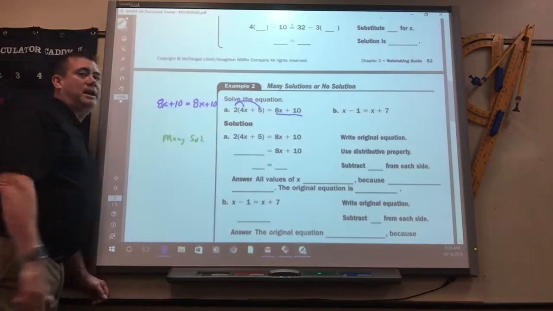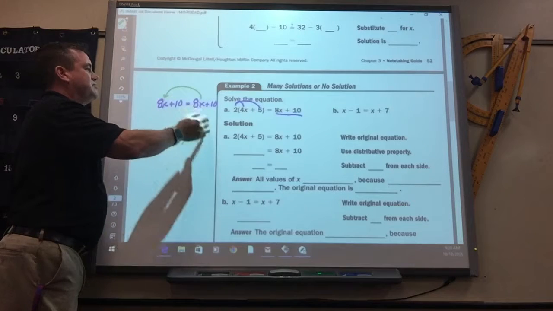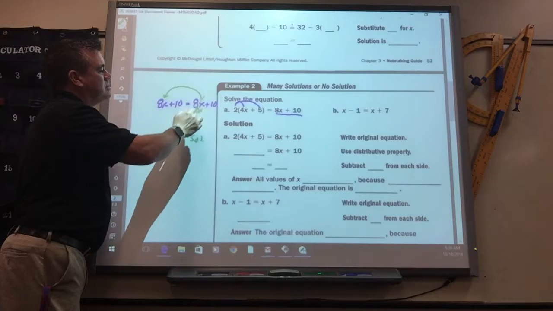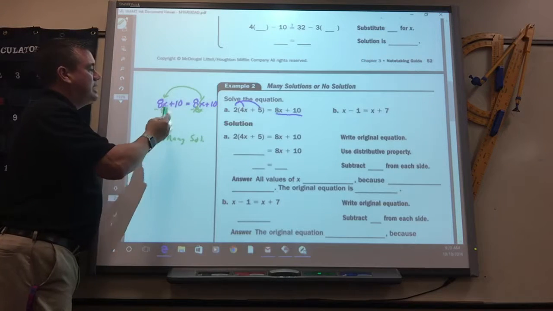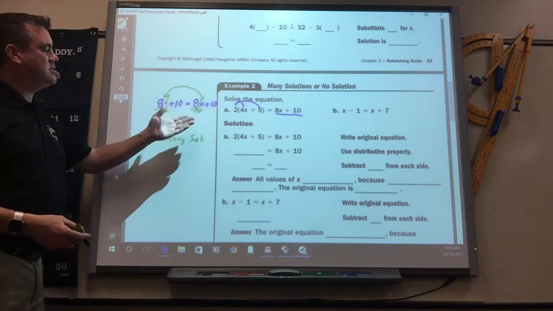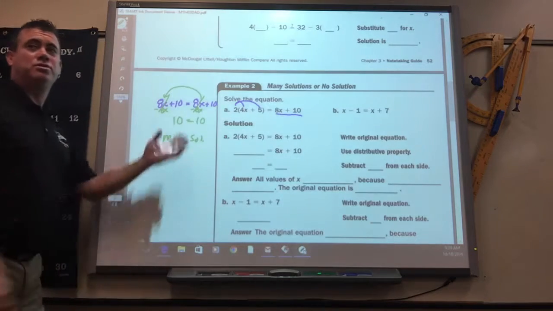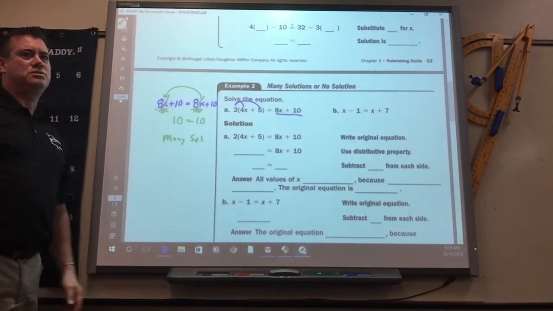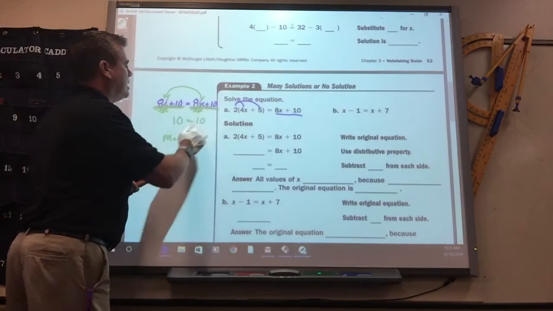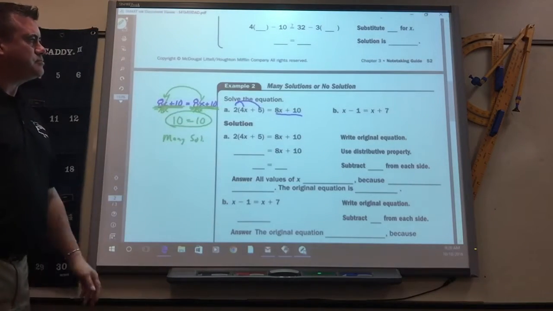Now, sometimes you don't recognize it right away. So you do the same thing. You got to get the x's together. It doesn't matter which way I move them. So if I got rid of this, I would subtract 8x, subtract 8x, and they cancel. 8x minus 8x is 0. And what you're left with is 10 equals 10, which is true, right? So that's many solutions. So you can spot it 2 ways. You can spot it right away that it's the same on each side, or if the x's cancel and what's left is true, it's many.